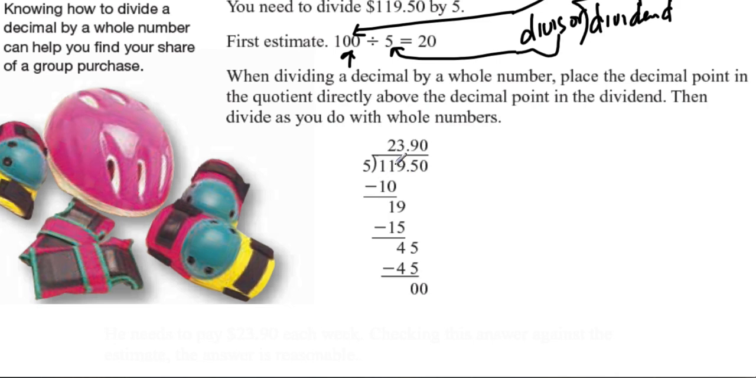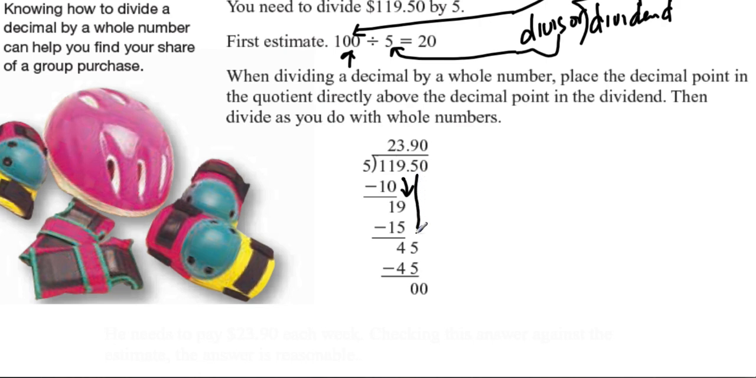So we first check if 5 goes into 1, it does not. It goes into 11 two times. 2 times 5 equals 10. Then you subtract. The difference would be 1. And then you bring down the 9. How many 5s go into 19? That would be 3. That's 15. Subtract again. The difference would be 4.